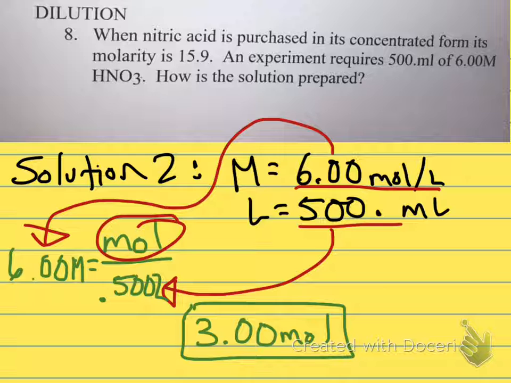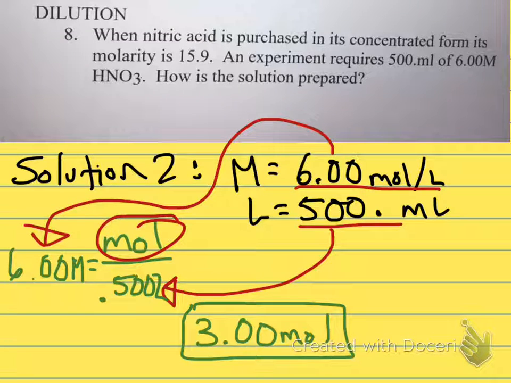So once we plug in our numbers, and solve for moles, we should get 3 moles. Notice there are 3 significant figures in each of those numbers, so our answer is also going to have 3 significant figures. So if we need 3 moles in our final solution, that means we need to take a specific volume of our 15.9 molar solution that will give us just 3 moles.